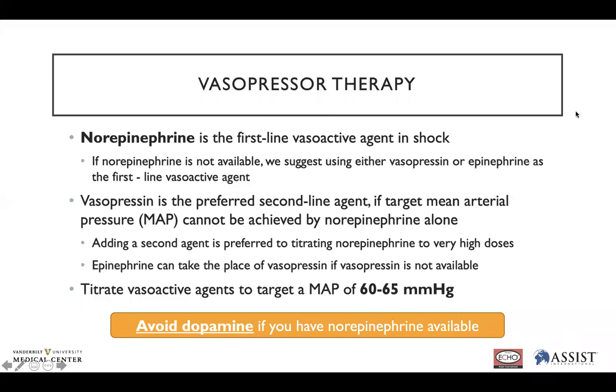However, if norepinephrine is available and you're having to escalate your doses of norepinephrine rather quickly to achieve a mean arterial pressure of greater than 60, then we'd recommend adding in vasopressin in addition to your norepinephrine, so 2 agents at once. If vasopressin isn't available, epinephrine could be used as a replacement. We'd also recommend avoiding dopamine if possible, as this has been known to lead to cardiac dysrhythmias.